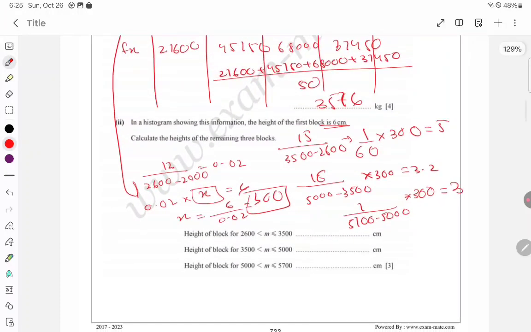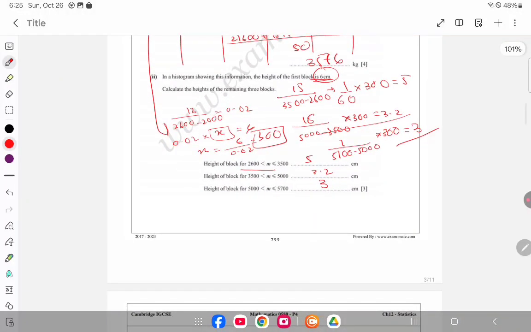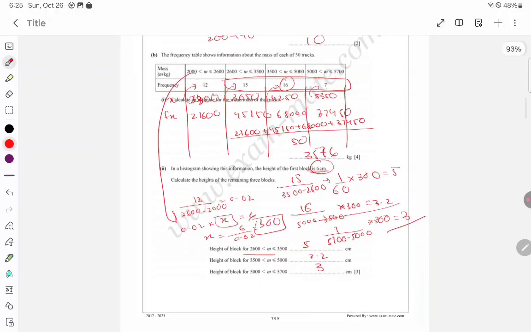So we calculated all the frequency densities. First is already given, 6, so we don't have to write. For the second column it is 5, for the third column it is 3.2, and for the fourth column it is 3. So this is the answer of the B part.